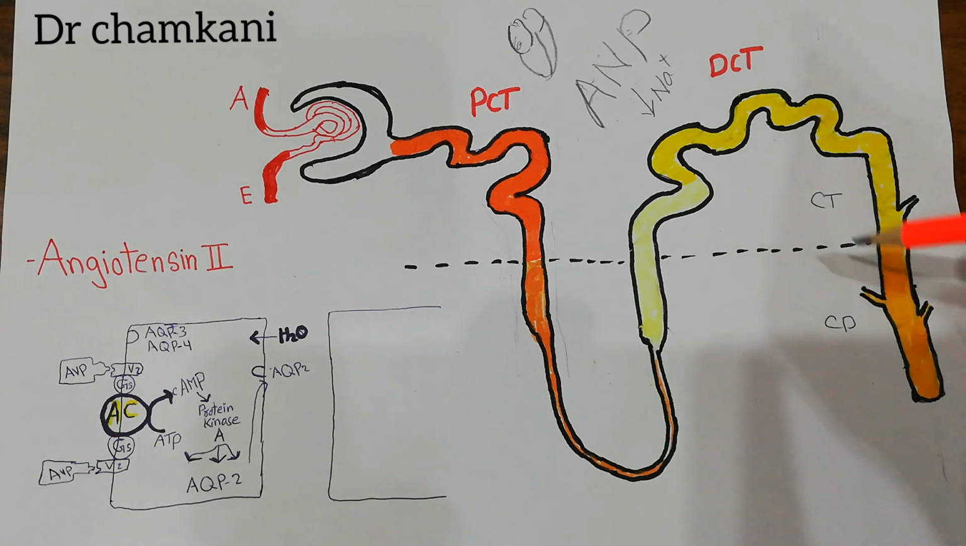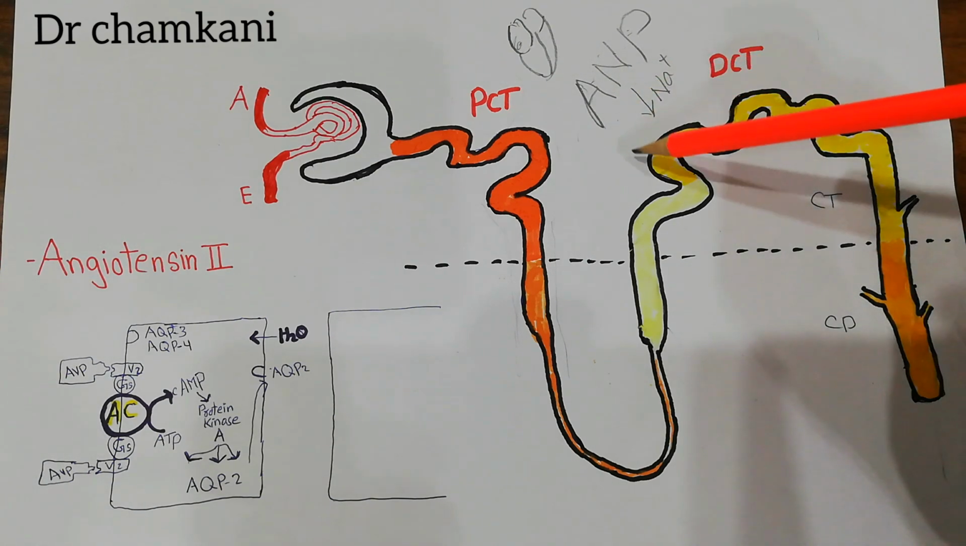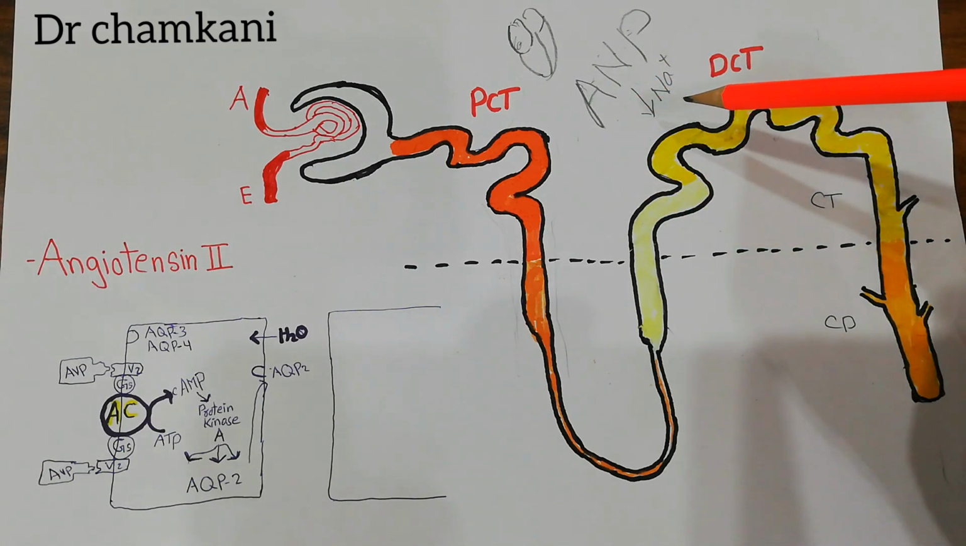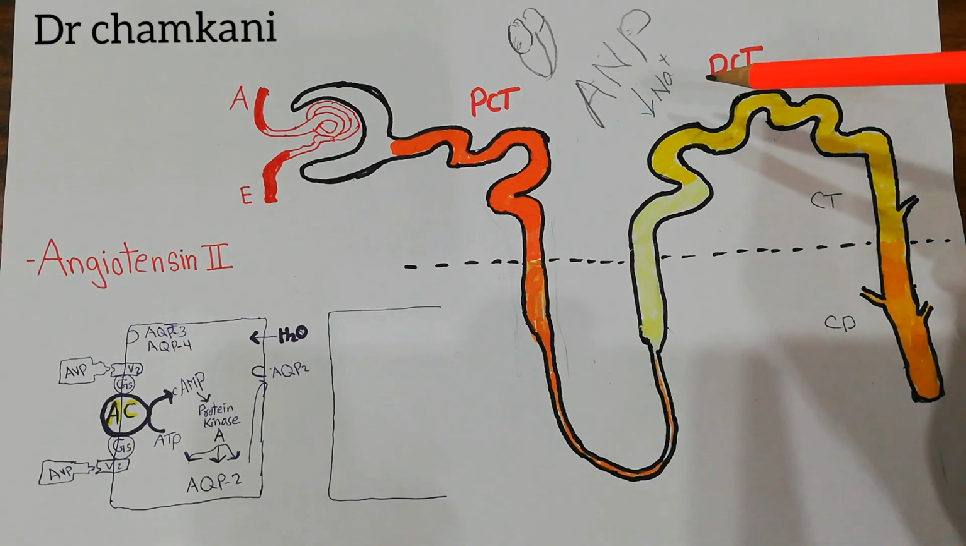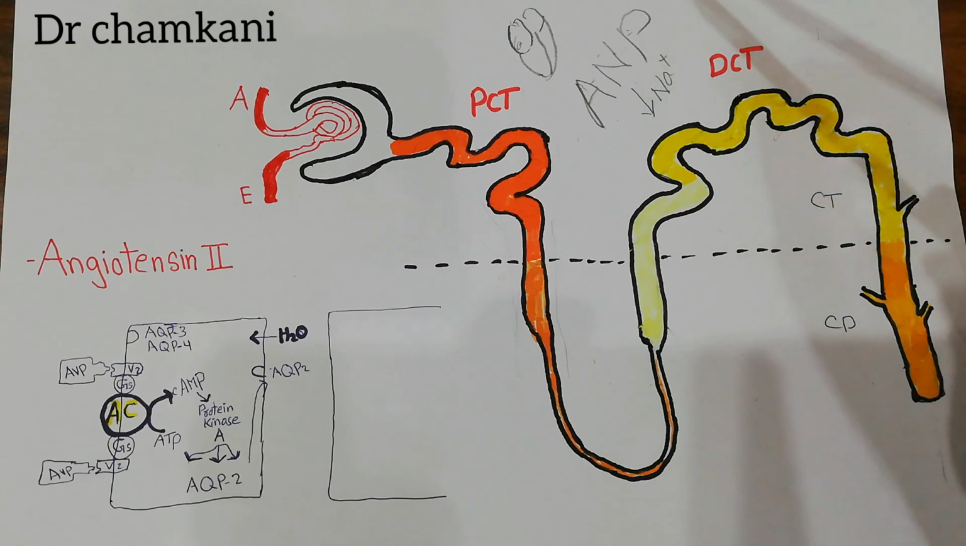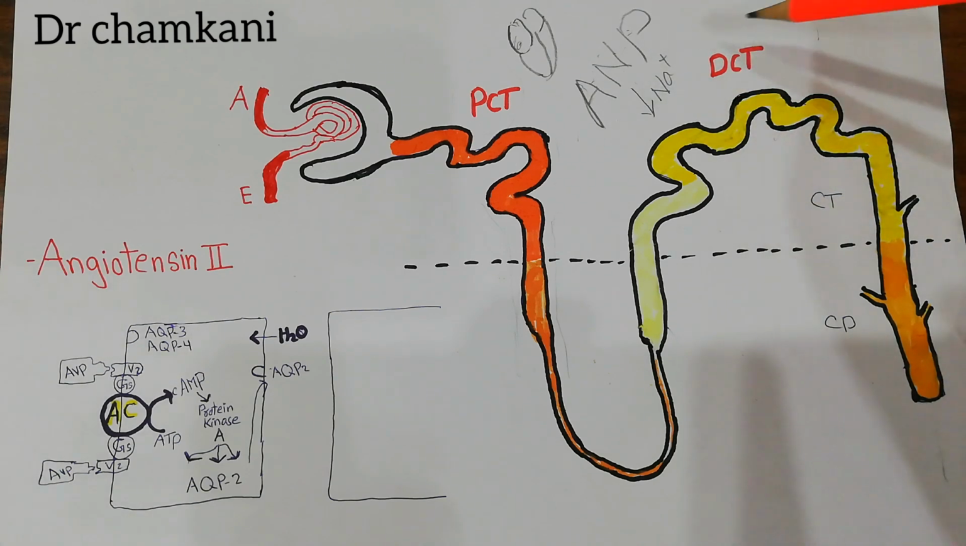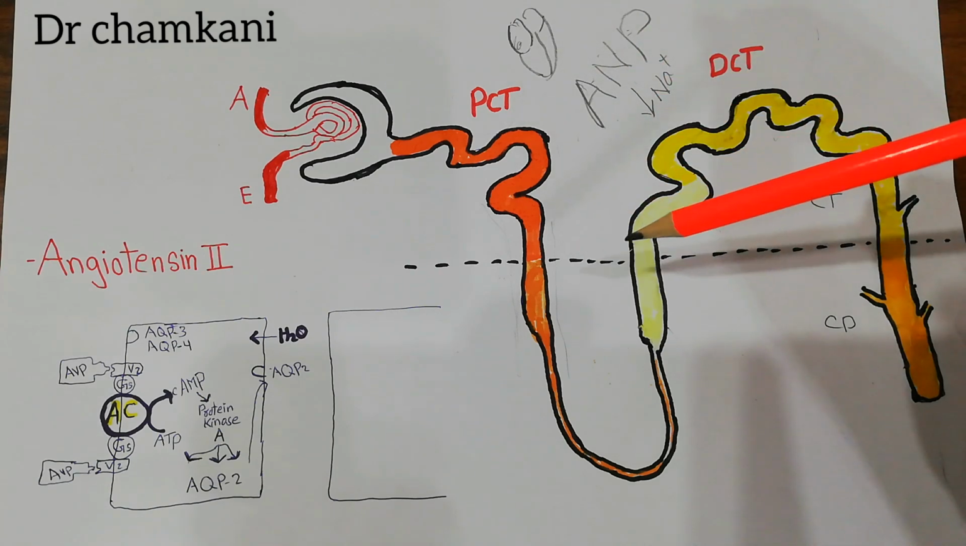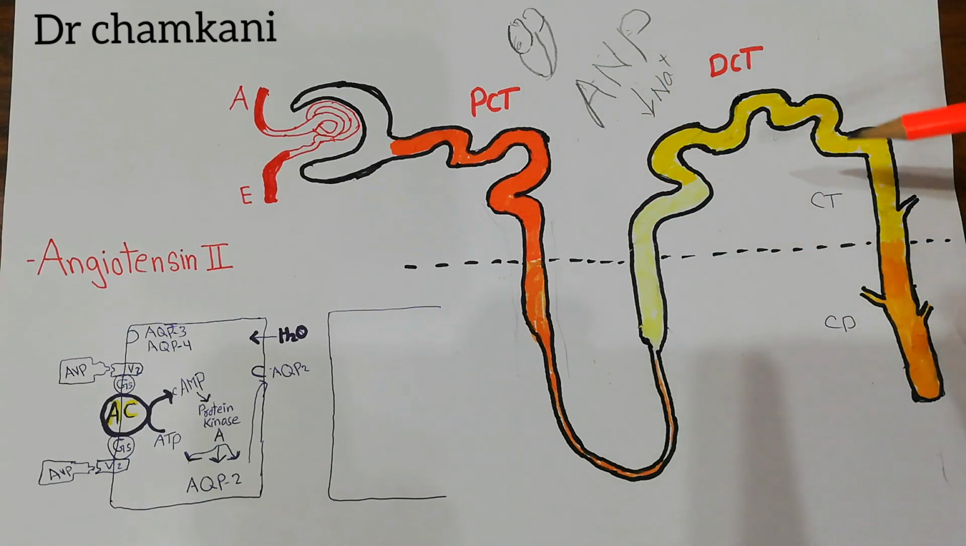And in the collecting ducts, it will decrease the reabsorption of sodium. It will inhibit the reabsorption of sodium, and due to inhibition of the reabsorption of sodium, there will be less reabsorption of water as well, which will lead to a lot of sodium and water excretion in the urine from the renal tubule, outside the body.